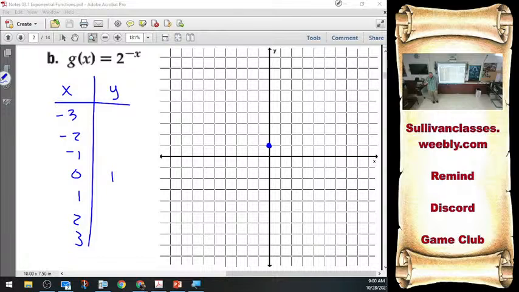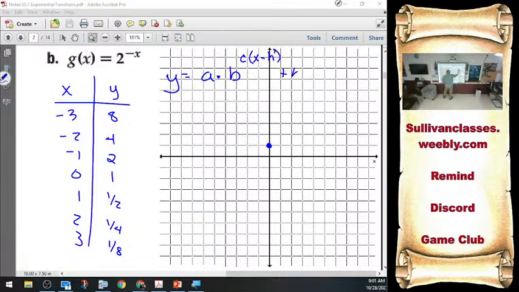But if I plug in 1, that's 2 to the negative first. 1/2, 1/4, 1/8. So when I put in -1, a negative negative is positive. As long as you know your powers of 2, it's just the reciprocal of it. Which should make sense because y is a times b to the, we have to use something else now, c times x minus h, plus k.